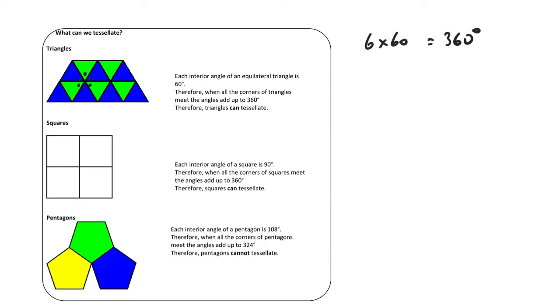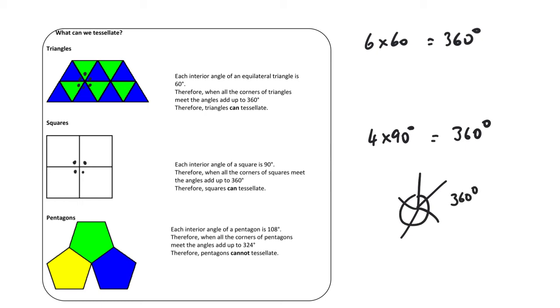In squares, if we look at the 4 corners, we've got 4 lots of 90 degrees, which again gives us 360 degrees. And we should know that all the angles at a point add to 360 degrees. So for tessellation to occur, we must have all the angles meeting add up to 360.